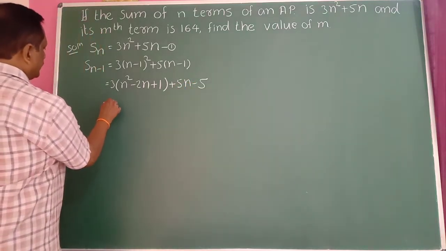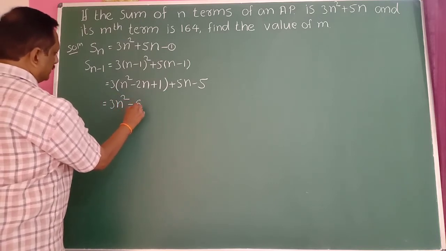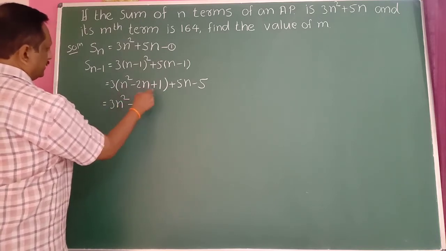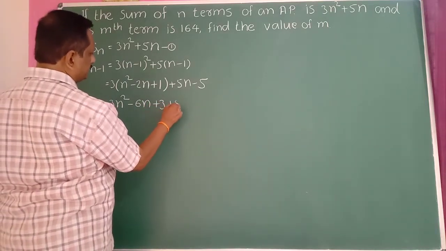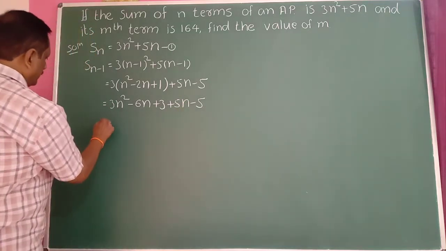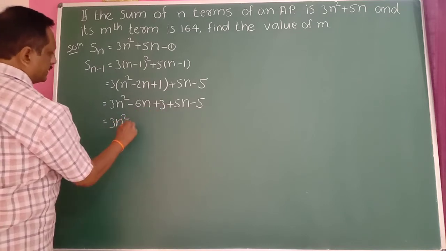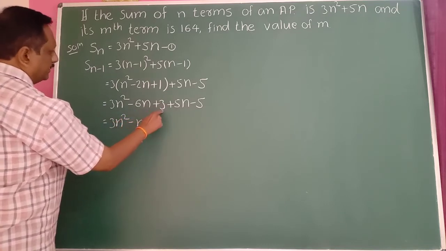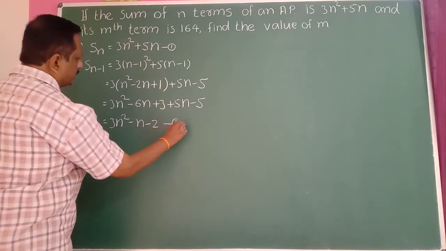Therefore, this is equal to 3n square, 3 2s are 6, minus 6n, 3 1s are 3, then plus 5n minus 5. Therefore, this is equal to 3n square minus 6n plus 5n becomes minus n, 3 minus 5 gives minus 2. Take this as result number 2.